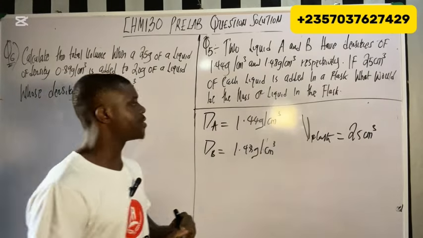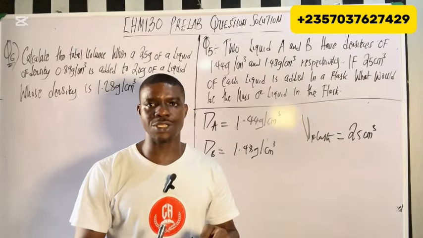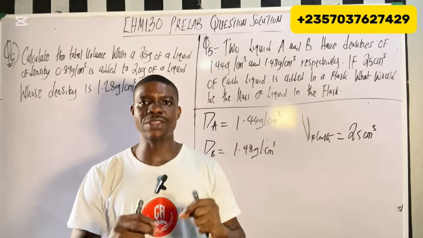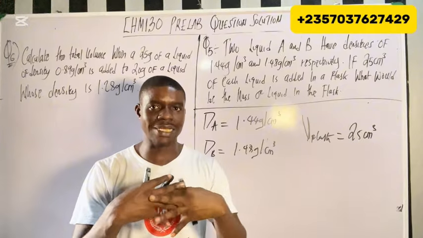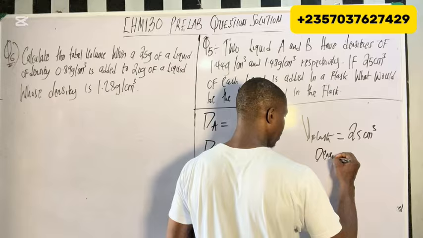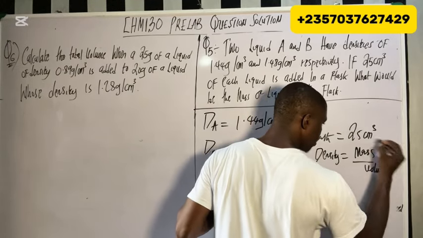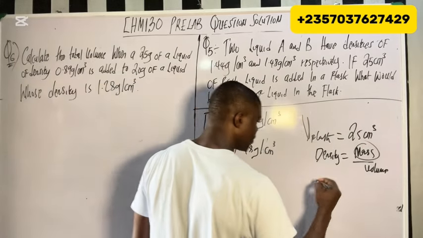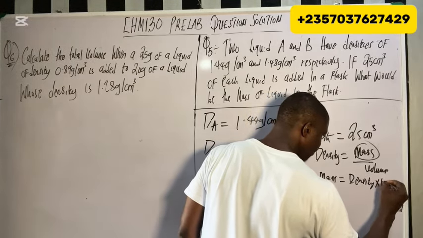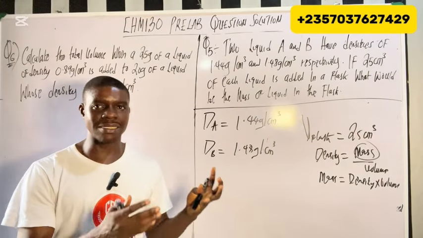They are asking what will be the mass of the liquids in the flask. Two of them are added. So what I want to do here is to get the mass of each of the liquids. Then after you have solved for the mass of each liquid, you add them together. Remember, what is density? Density equals mass over volume, right? So if you want to make mass the subject of the formula, mass equals density times volume, right? So I'm going to have mass of A and mass of B.